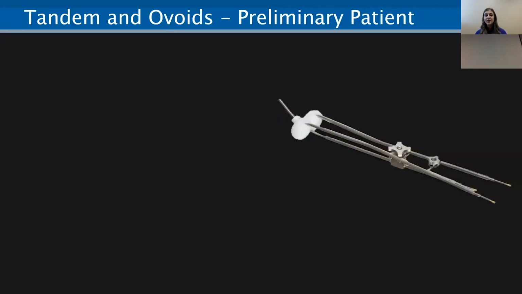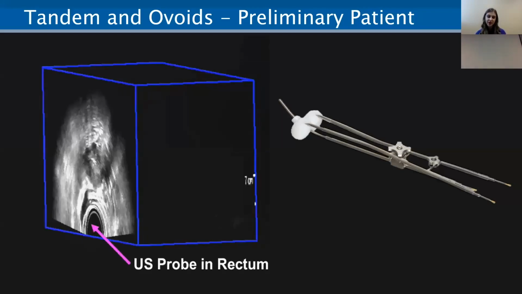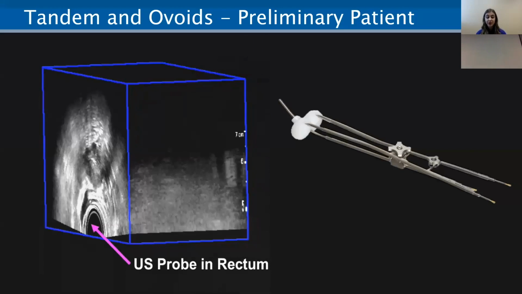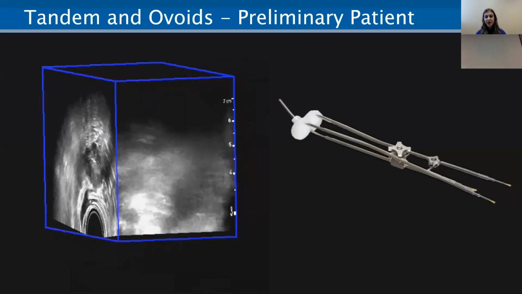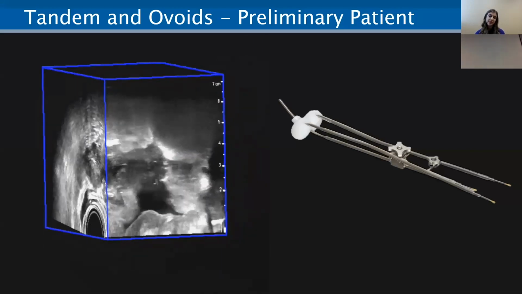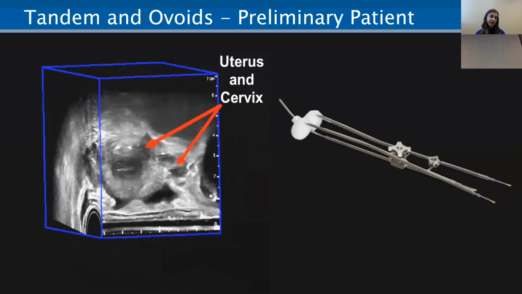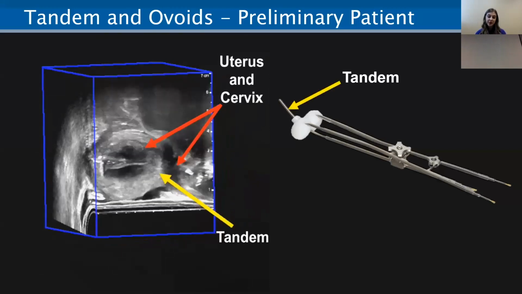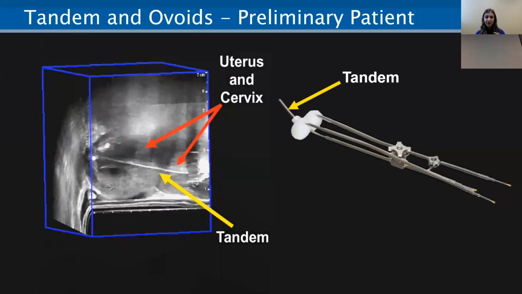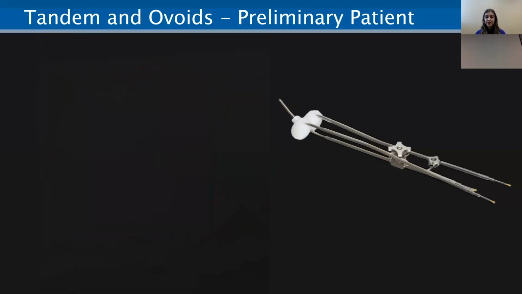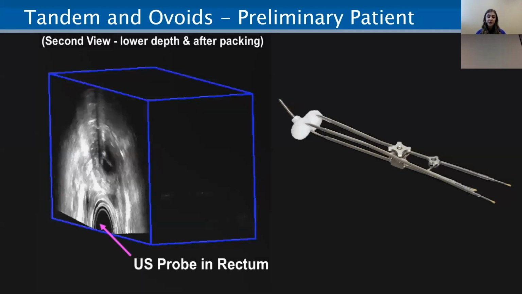And so here's an example of an image from our preliminary patient in this study. So as a reminder, the tandem and ovoids applicator, which was used for this patient, is shown on the right. And so in these images, you get the fan-shaped image with the ultrasound probe in the center. And we're able to really clearly see a number of features. So we're able to clearly see the patient's uterus and the cervix. As well, we're able to visualize the tandem of the applicator within the uterus. And so we were able to quite clearly see those anatomical features that were relevant to us.